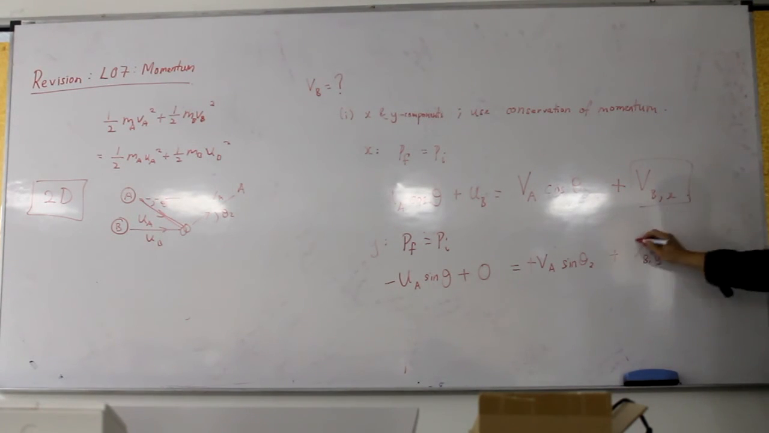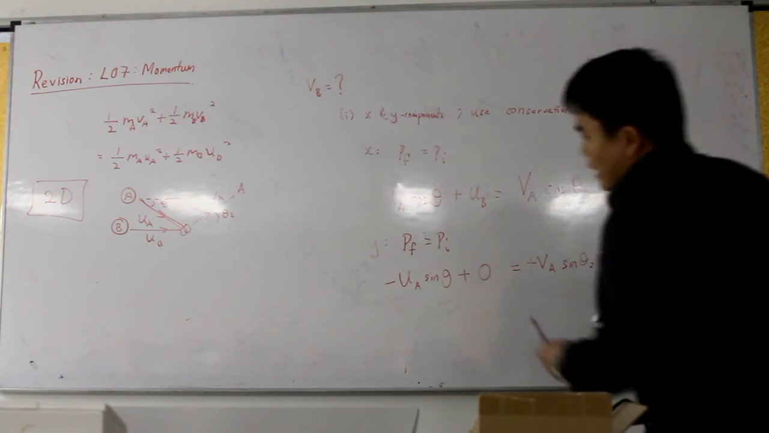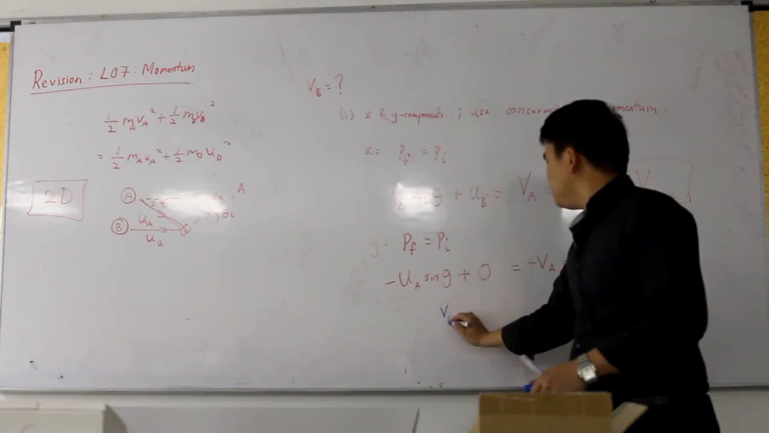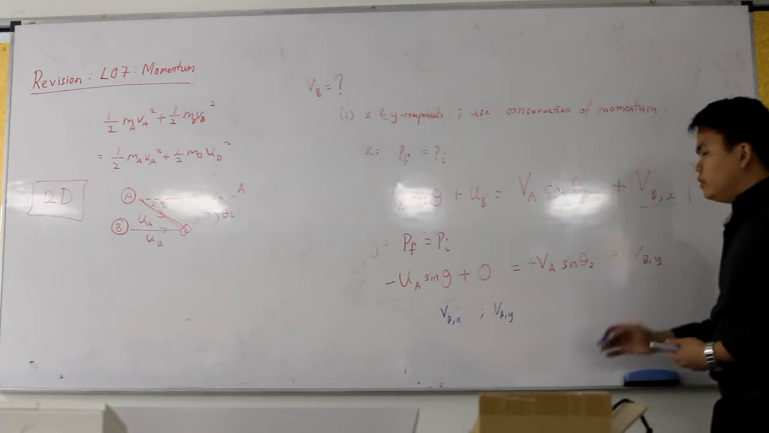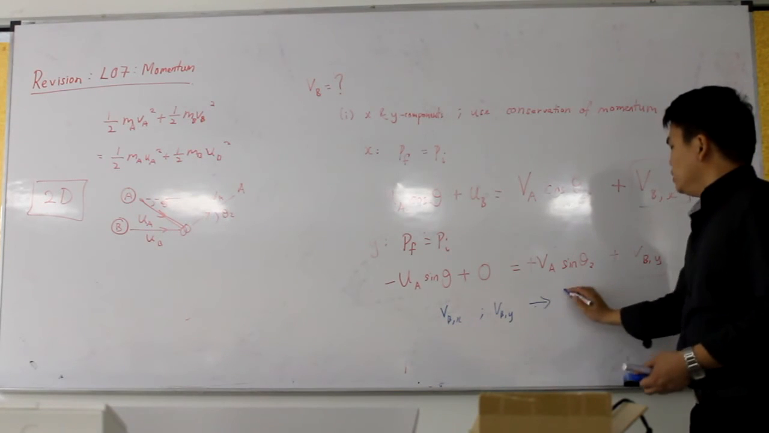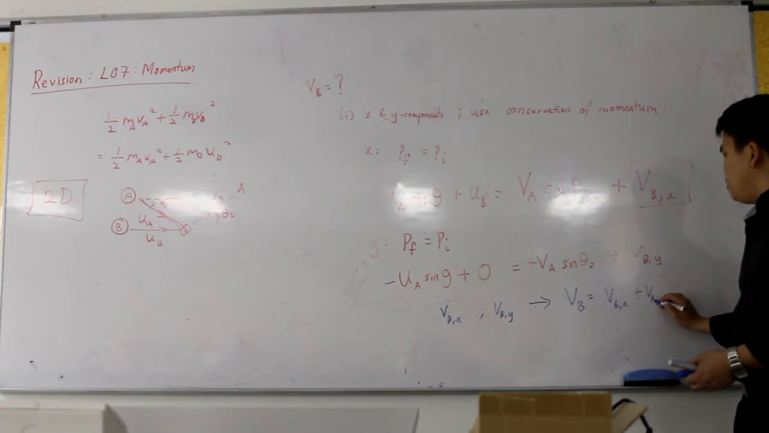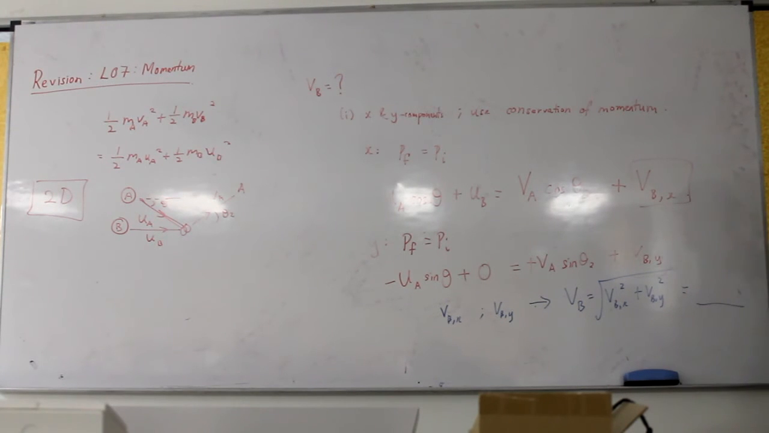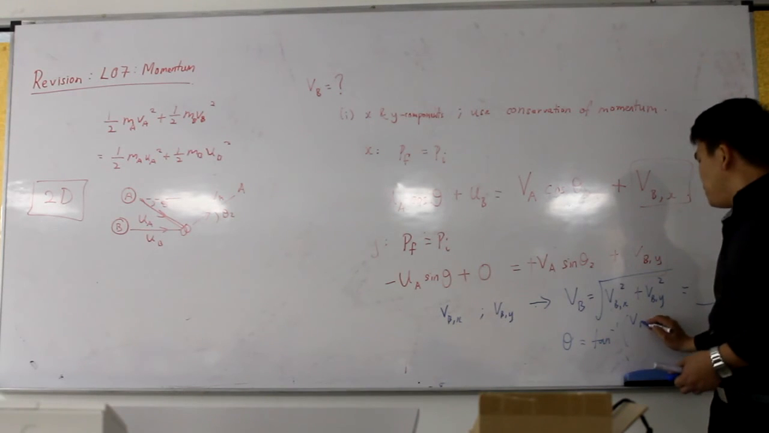you can find out what is vBx and then what is vBy. From that, you can count it. At last, same thing, once you resolve, you find out what is vBx and what is vBy. You can use the Pythagorean theorem to find out the total v. So vB is the square root of vBx squared plus vBy squared. And what is the answer? And the direction is theta equal to inverse tangent of vBy over vBx.